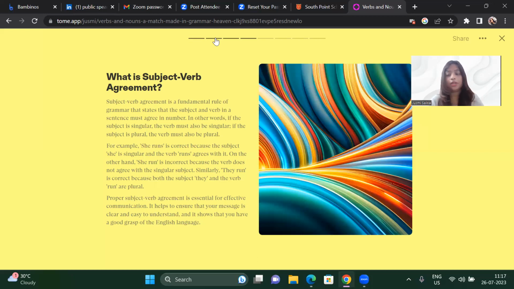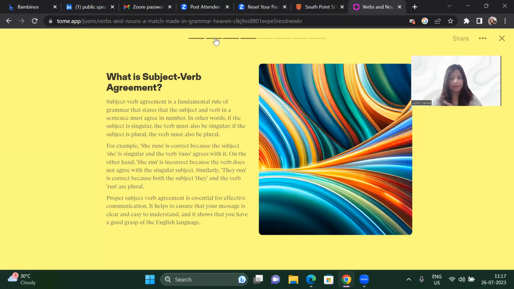Okay, proper subject verb agreement is essential for effective communication. It also ensures that your message is clear and easy to understand, and it shows that you have a very good grasp of English grammar. Okay, so it's very simple. What is subject verb agreement? Subject verb agreement is nothing but, always remember, when you put a singular subject in a sentence, the verb also should be singular. If the subject is plural in a sentence, the verb also needs to be plural.